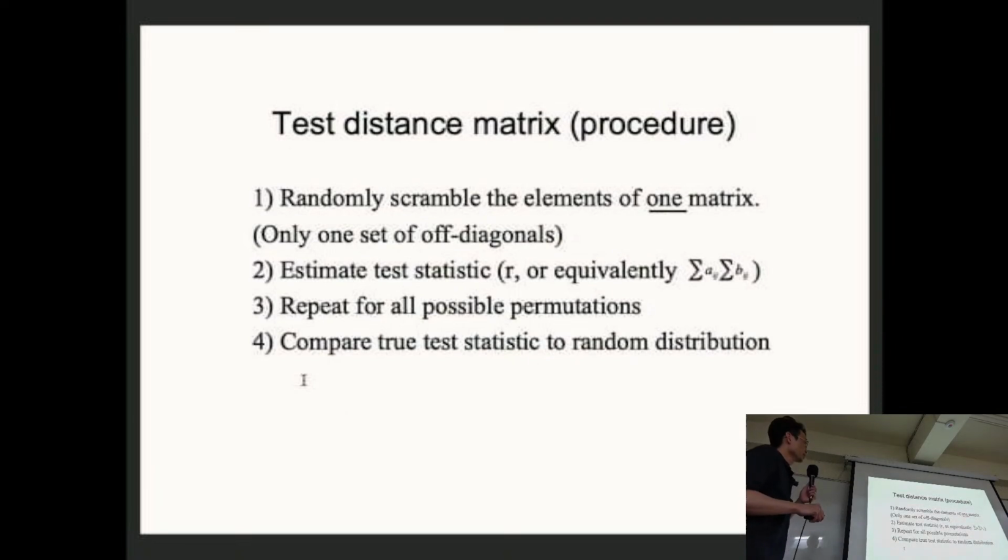And then you can repeatedly calculate the R, and then compare the true statistic to the random distribution. Okay, so that's how the Mantel's R is tested against the null hypothesis. Is that okay?